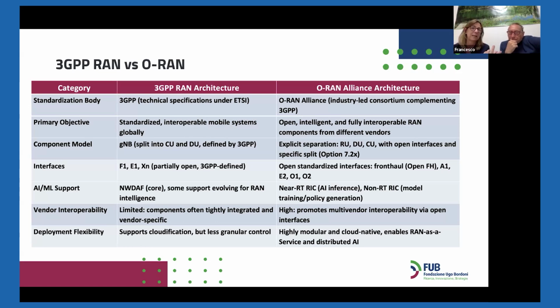We have seen before 3 use cases for the radio access network, and 3 specific for the air interface, including a different level of support, of collaboration between the user equipment and the gNodeB. And in terms of vendor interoperability, the O-RAN Alliance promotes multi-vendor interoperability, while the 3GPP solution is more limited, integrated and vendor specific. Both support cloudification, but the modular and cloud native approach in the O-RAN Alliance enables a sort of as-a-service and distributed AI.